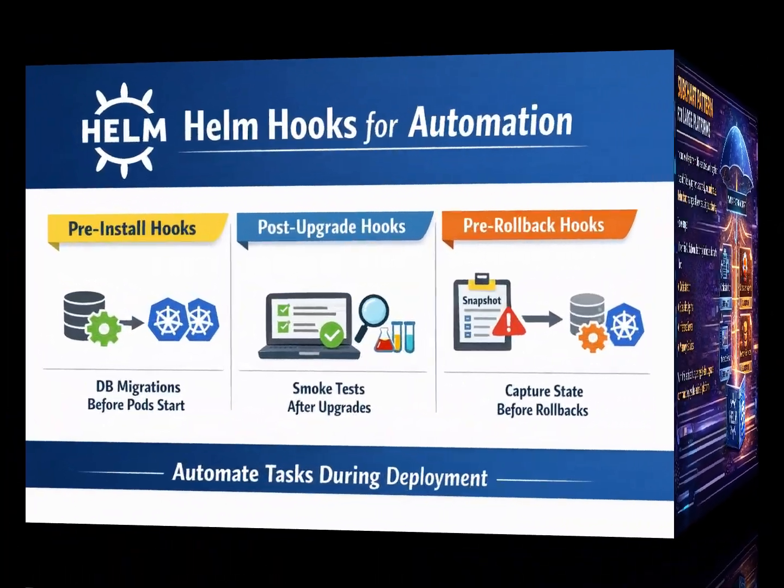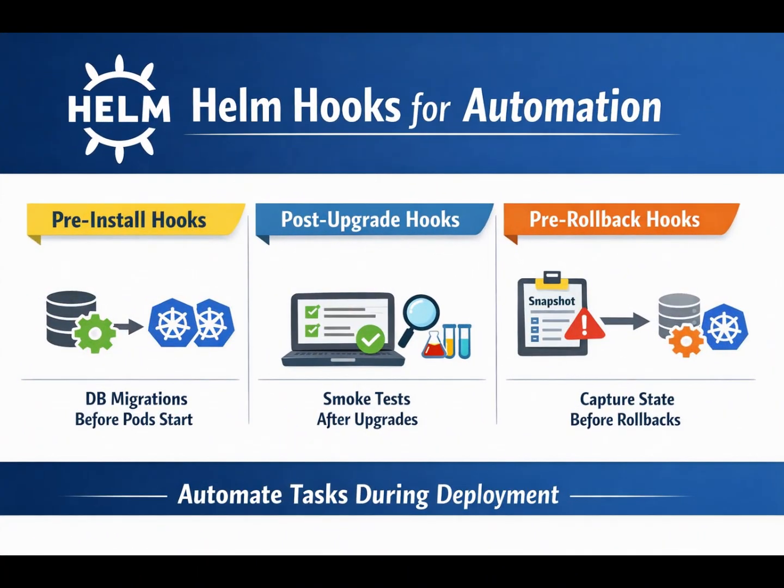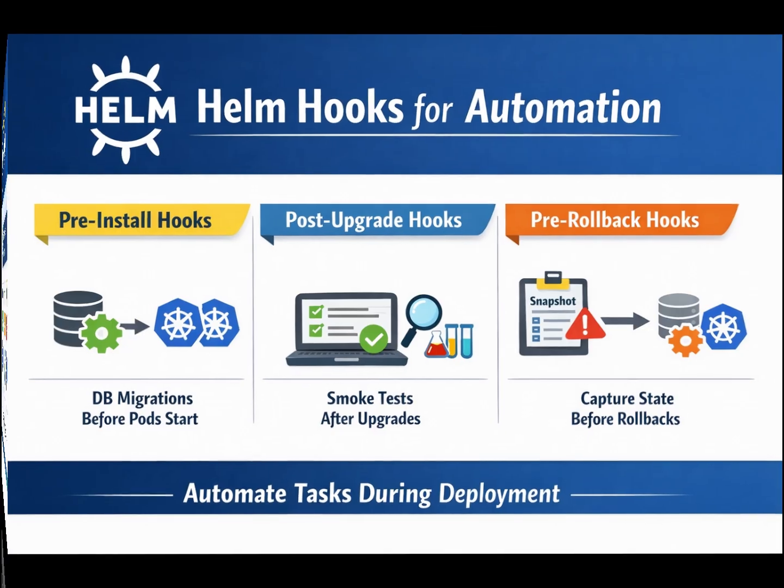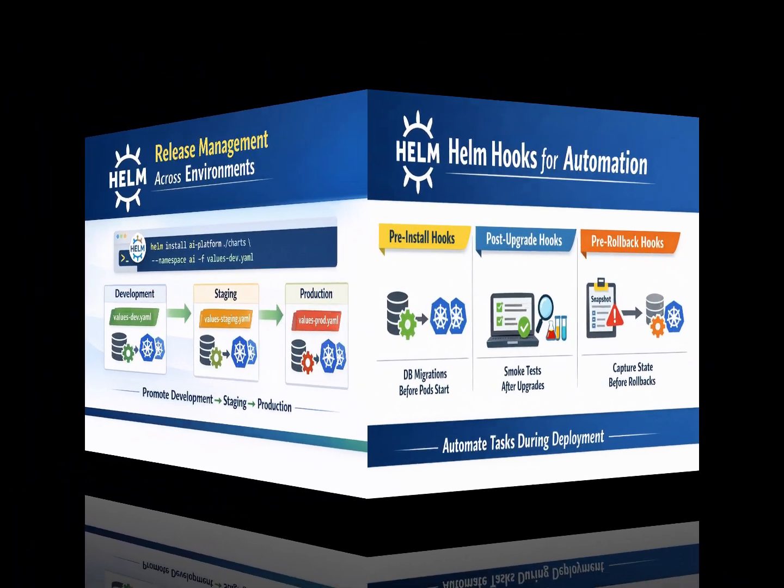Helm hooks for automation. Helm also supports hooks to automate tasks during deployments. Examples include pre-install hooks, run database migrations before pods start; post-upgrade hooks, run smoke tests after upgrades; pre-rollback hooks, capture system state before rolling back during failures. These hooks help maintain stability in production systems.